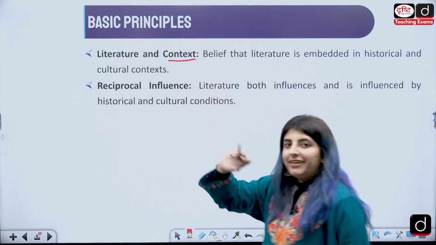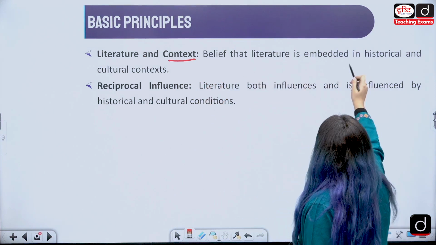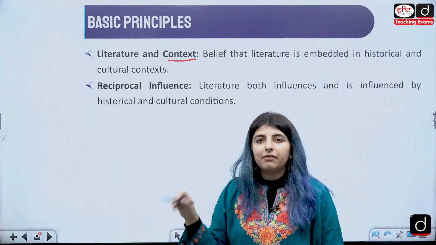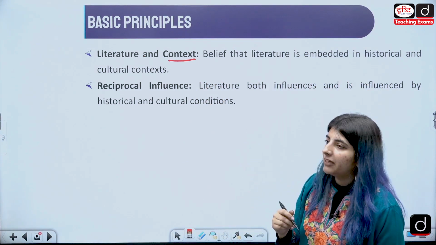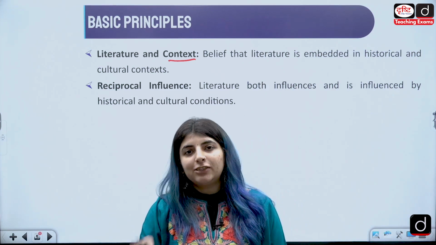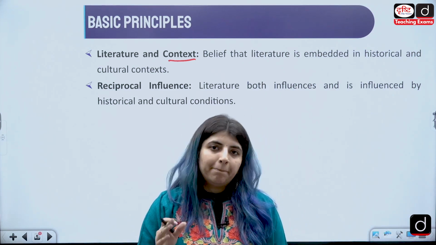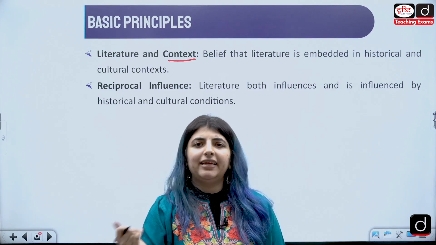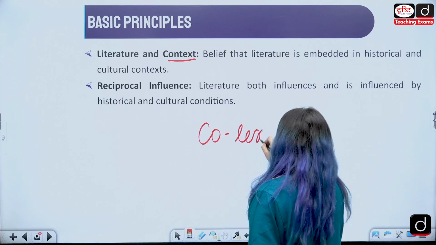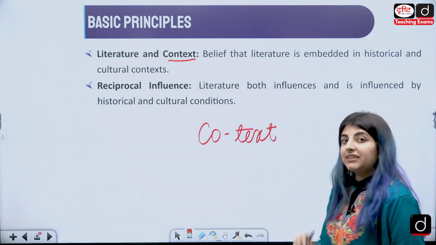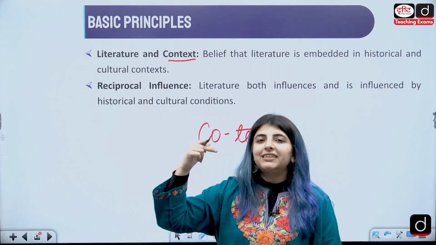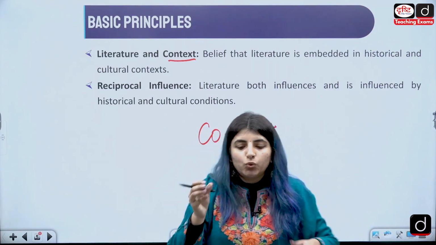Literature and context: believe that literature is embedded in historical and cultural context. What kind of context? Any culture can be ruling there. If I talk about Shakespeare's time, it is not necessary that whatever Shakespeare has written is the sole truth. But if I read certain other things, if I read the core text rather than the context, I don't need to understand the whole context.